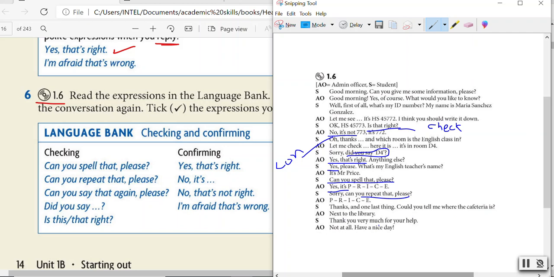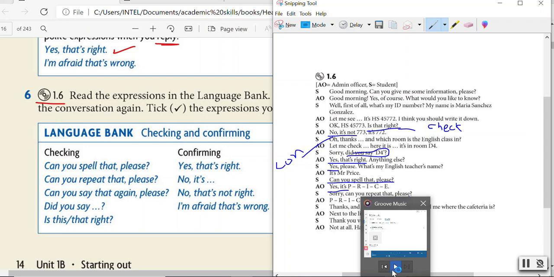Okay, I'll play the audio for you. Listen carefully and focus on these expressions used in checking and confirming information. Okay, listen carefully.